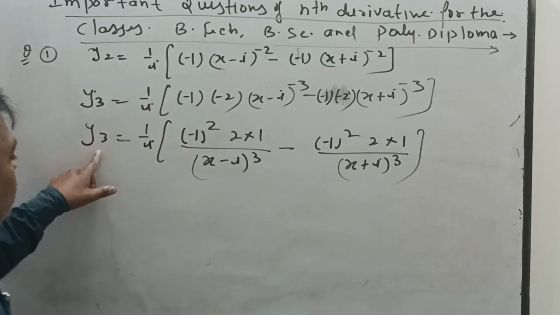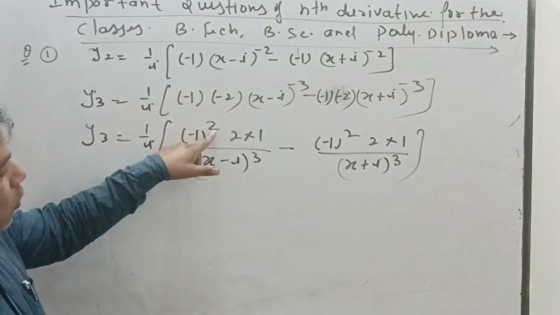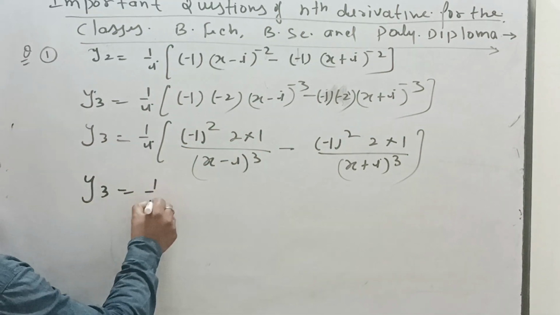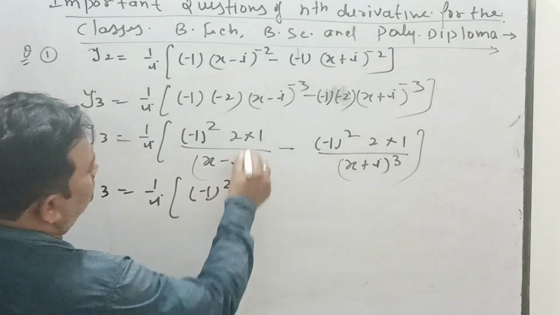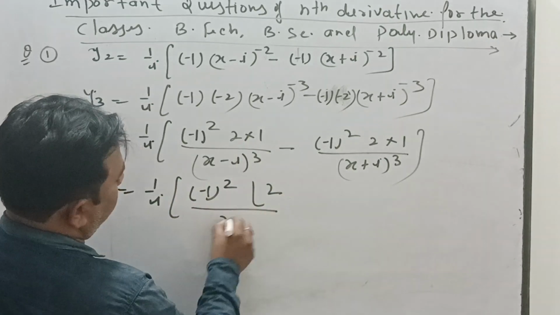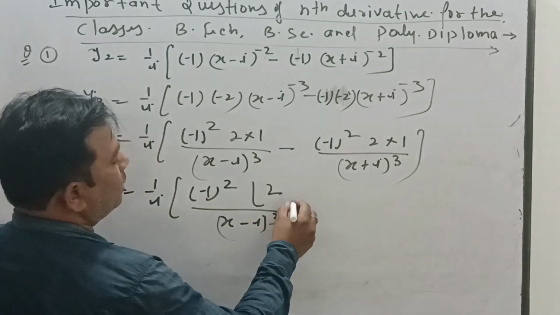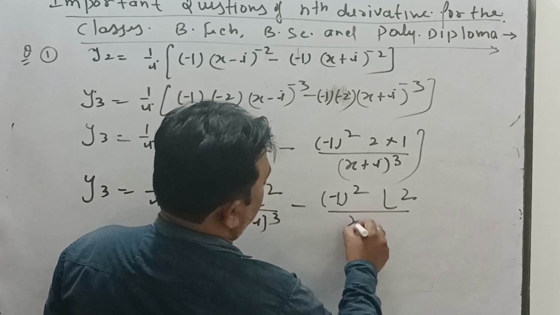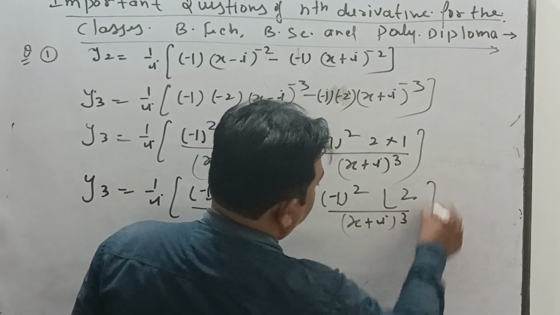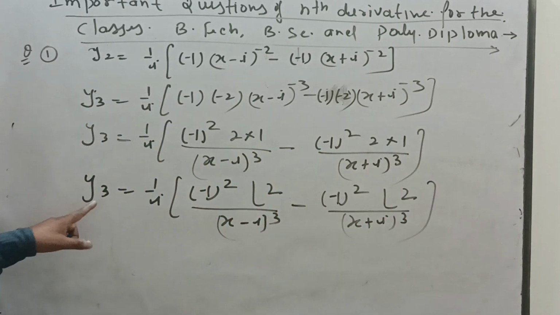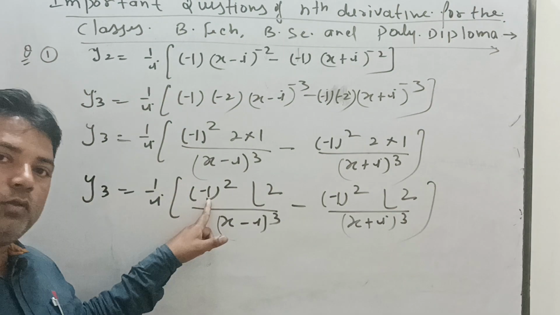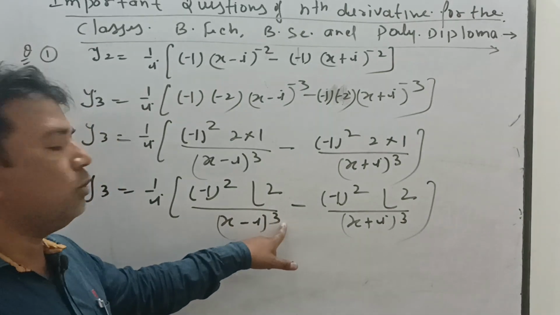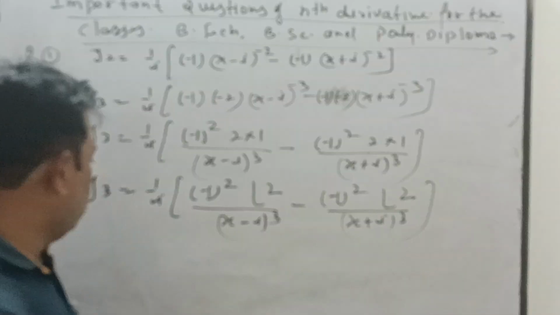So y3 is 1 upon i, minus 1 to the whole square, but 2 into 1. We write the value of this y3 equal to 1 upon i, minus 1 to the whole square, factorial of 2 divided by (x minus i) to the power 3, minus 1 to the square factorial of 2 upon (x plus i) to the power of 3. So for the 3rd time differentiation, minus 1 to the power 2 and factorial of 2, upon (x minus i) to the power 3, and so on.